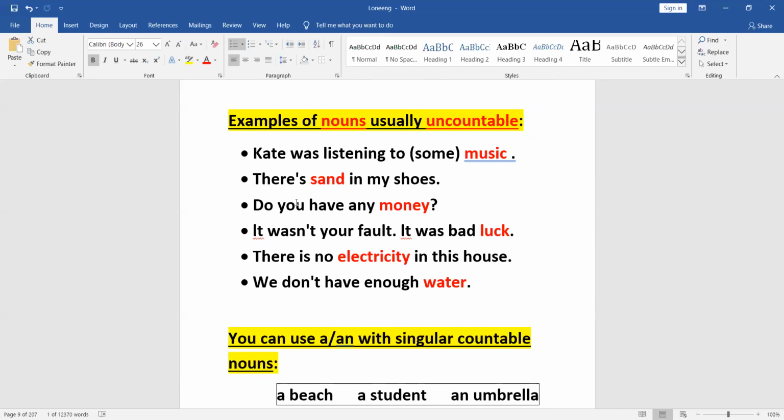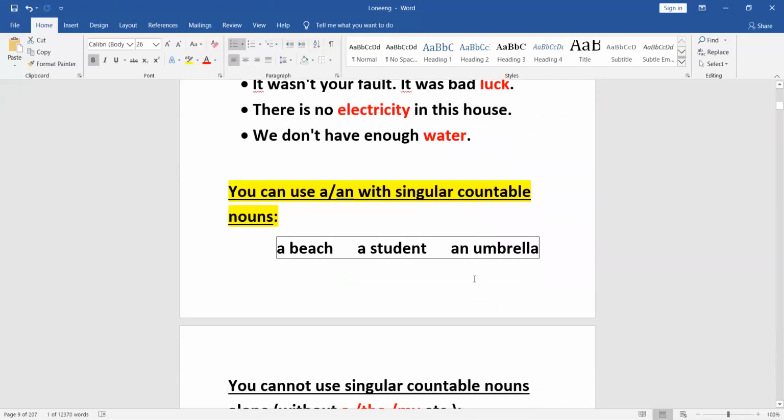We don't have enough water. Now, water again is uncountable. You cannot count water. So these are nouns usually uncountable, and that you have learned.